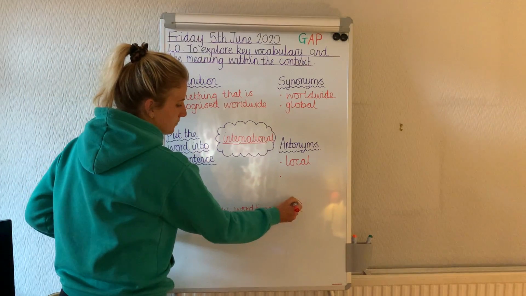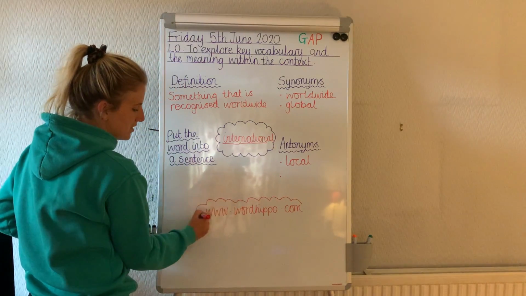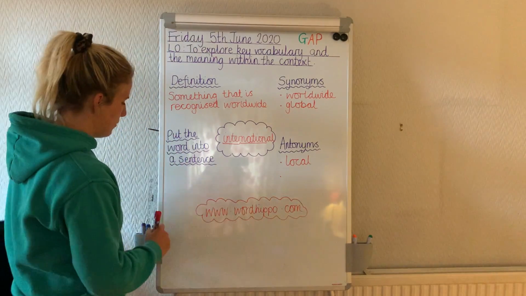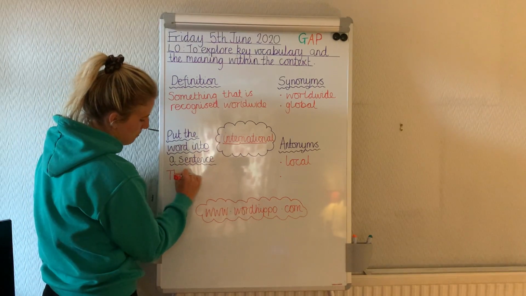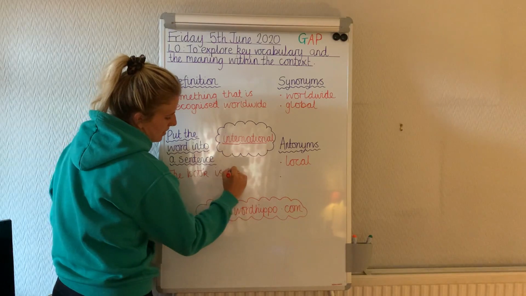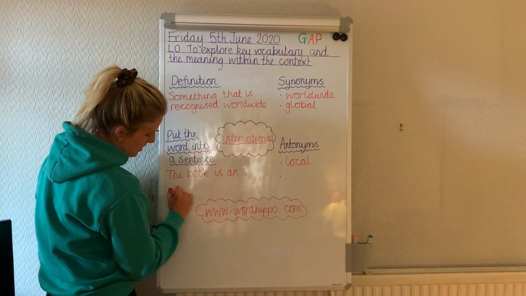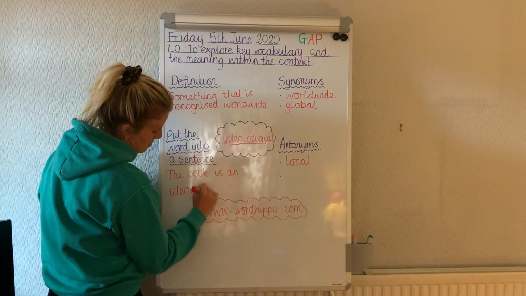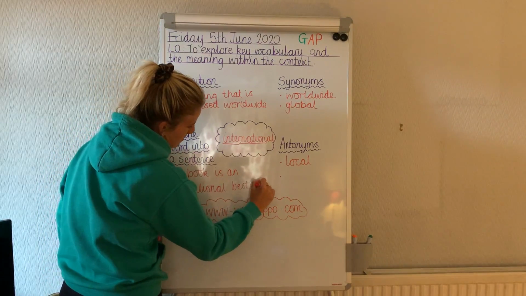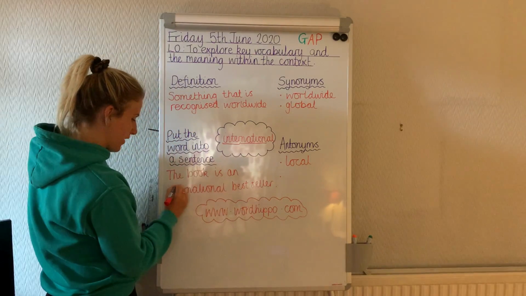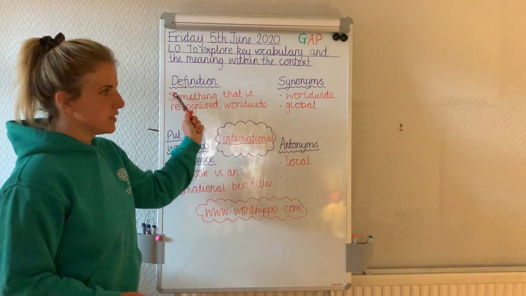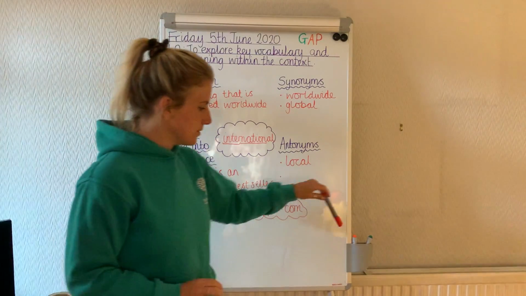So think of a sentence that has got the word international in. So in there, in the context of the book, we could have: the book is an international bestseller. Don't forget your punctuation, as in full stops and capital letters when you're doing your definitions and your sentences.